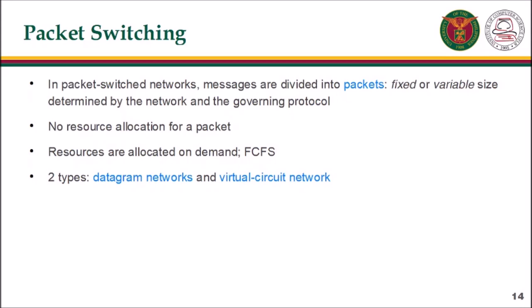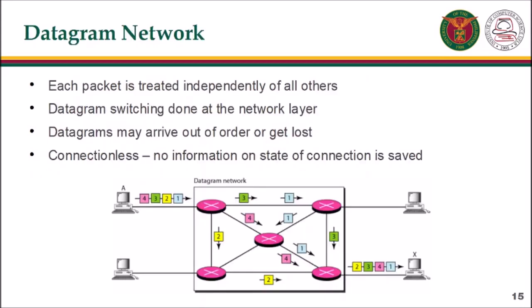We can have two types of packet switch networks: datagram networks and virtual circuit networks. In a datagram network, each packet is treated independently of all others. Even if a packet is a part of a multi-packet transmission, the network treats it as though it existed alone. Packets in this approach are referred to as datagrams.